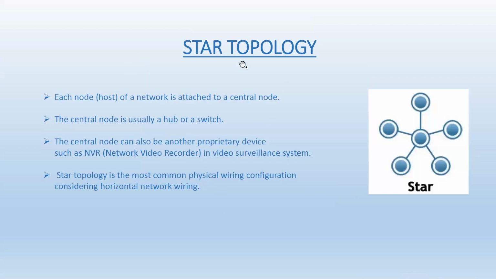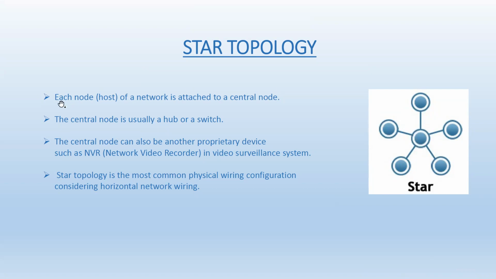Move on to something that's called a star topology. It looks like a star, right? What do we have here? Each node or host of a network is attached to a central node. So here's a central node, and everything comes to here. We can also say that all the connecting links home run to a central location.